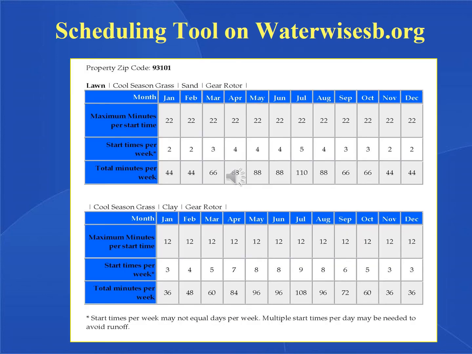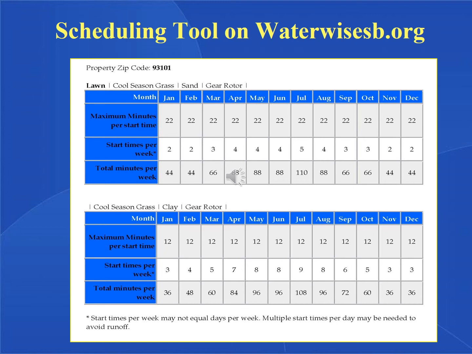Here's an example output from that same scheduling tool on WaterWise SB. It shows you all the different months, the maximum minutes per start time that system is on, the start times per week that's suggested, and the total minutes per week. And you can just see this is for a cool season grass in a sandy soil with a rotor, the pop-up rotors. And you can see it just increases. You start in January, needs 44 total minutes per week, but it should be on twice, so for 22 minutes. And that goes up to 4 times a week in June, and 5 in July, for a total of 110 minutes. So you can just see how, of course, the water needs of the plant change throughout the seasons.